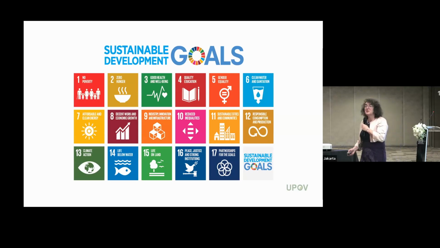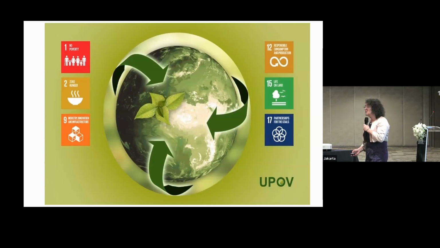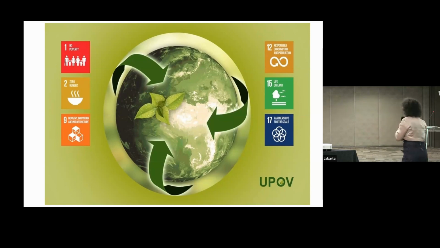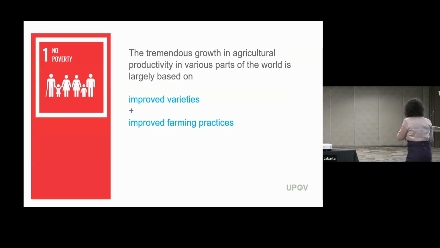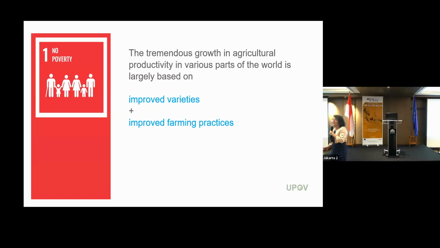So here we have the SDGs, the Sustainable Development Goals. I will focus in the presentation today on selected Sustainable Development Goals that are relevant for UPOV. So we have here the Sustainable Development Goal number 1, 2, 9, 12, 15, and 17. We are going to look into more detail on those particular goals. Let's take the first one, no poverty.